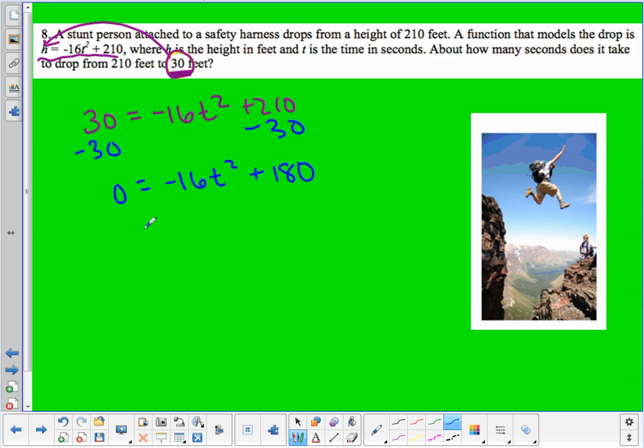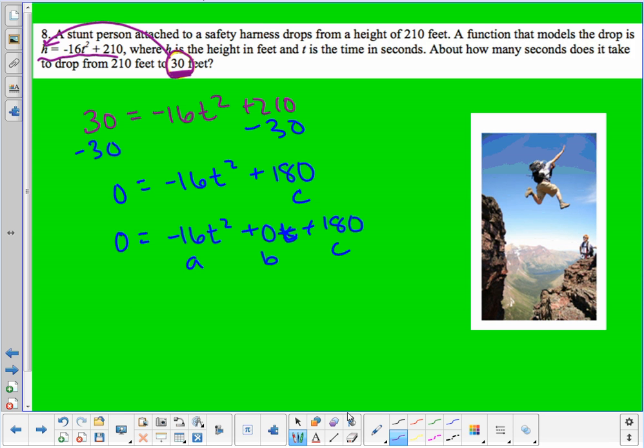Now be very careful with this, because if I take a look at this, my brain automatically tells me this is my A, this is my B, and then what's my C? The problem with that is that there is no t with this term. So this is actually your C term. Your B term is 0t. I guess it's a t, not an x, but you get where I'm going here. So I have negative 16 for my A, 0 for my B, and 180 for my C. Be very careful with that. This has no variable with it, which means it's your constant at the end.